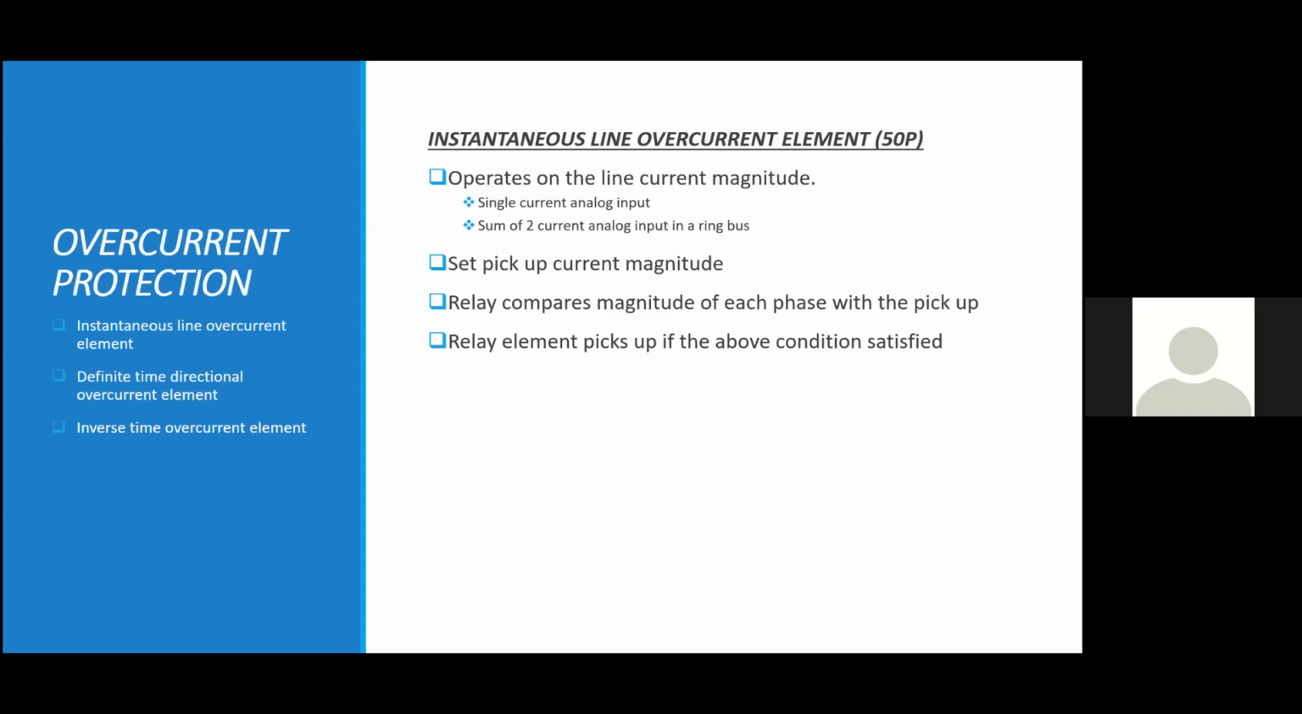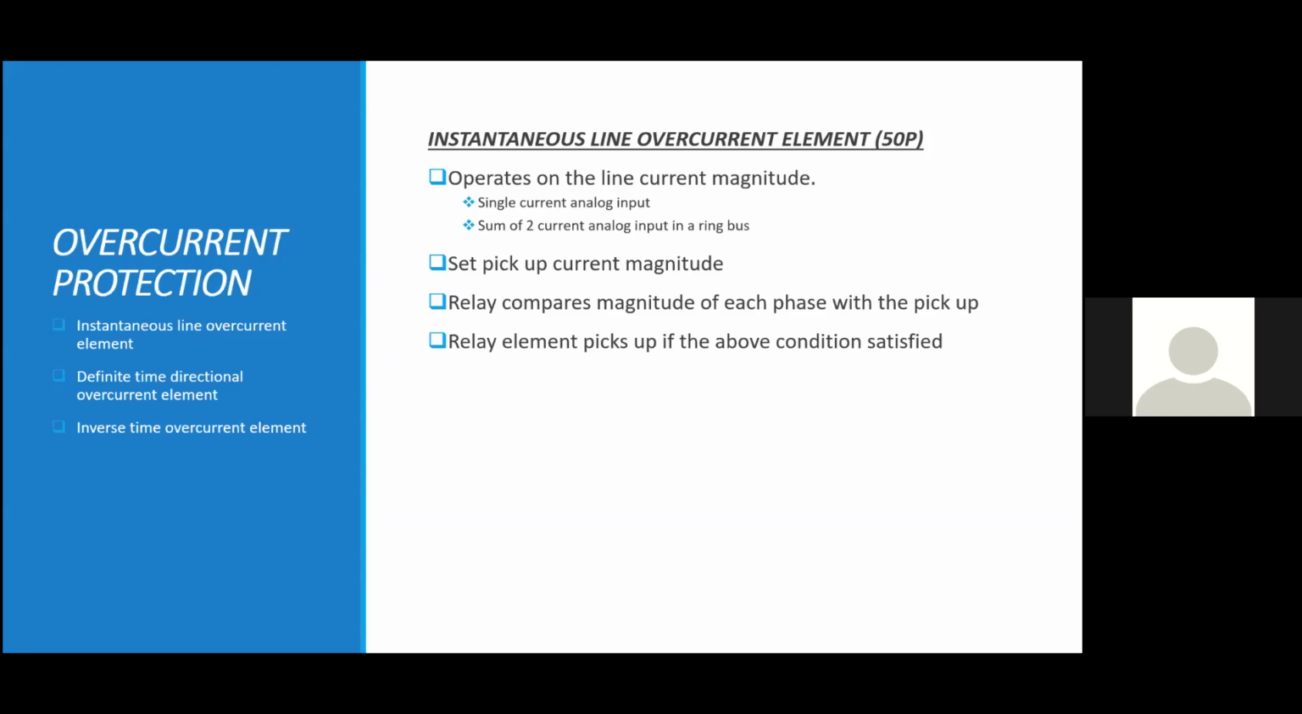So what are the different kinds of protection schemes which we can use? The first one we'll be discussing is the overcurrent protection. So, the instantaneous overcurrent element, which is the 50 element as per the ANSI standards. For this element to work, we need a single current output, or if you're using a ring bus system, then you need the current contributions from both the breakers into this transmission line. So we'll need a summation of two current analog inputs from the ring bus.